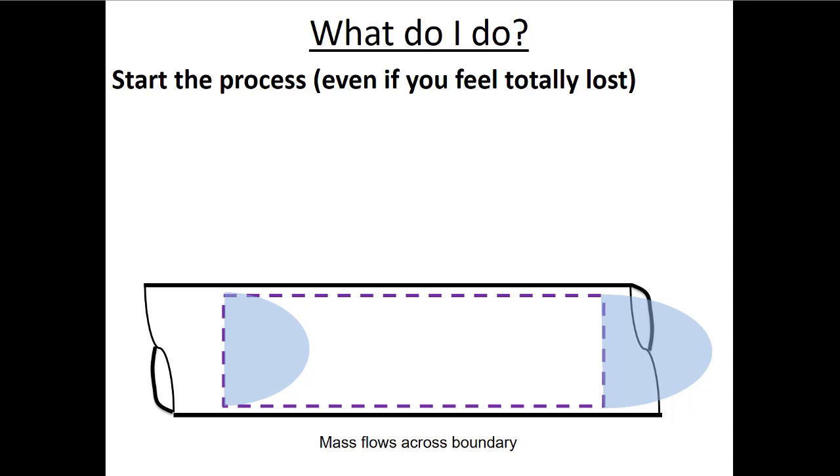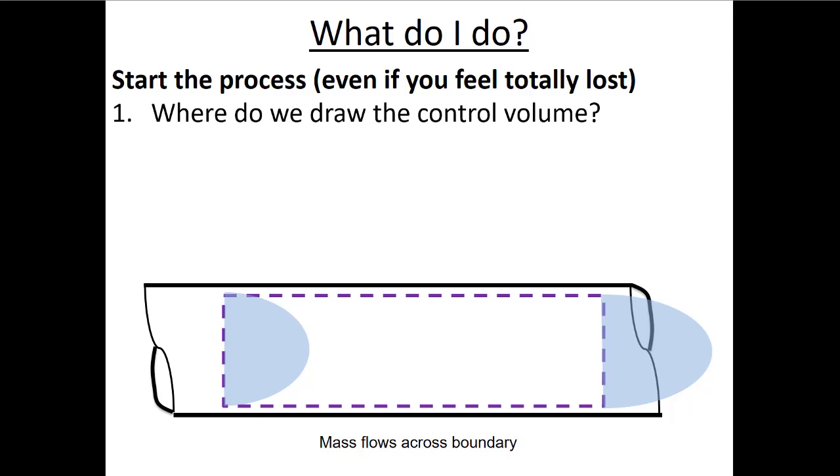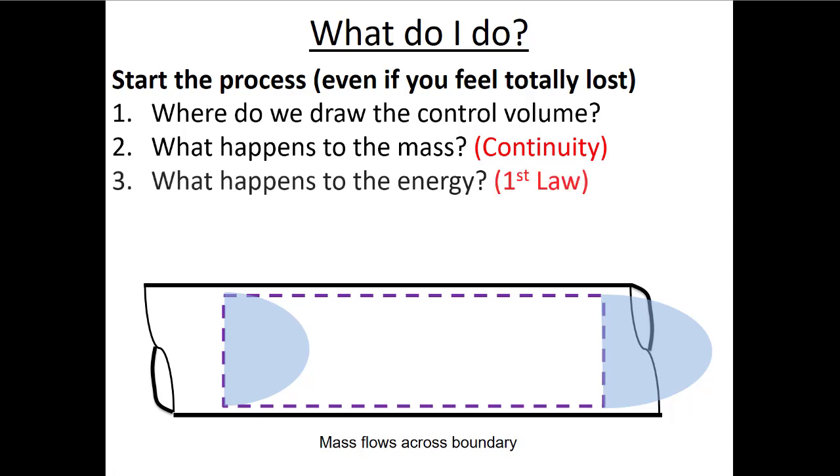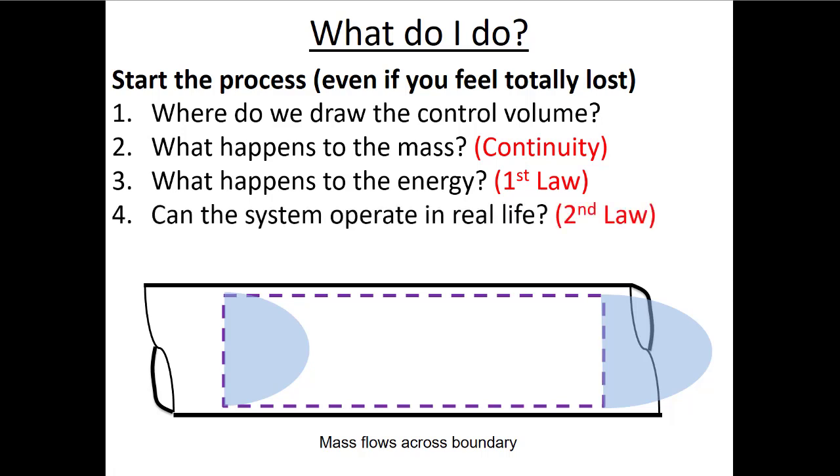So if you feel totally lost on an open system problem, the first thing you want to do is figure out what your control volume is. Where are the boundaries of your open system? Then you'll figure out what happens to the mass. So you have to do conservation of mass or continuity. Then you'll have to figure out what happens to the energy. Now you'll apply the first law. And then sometimes, particularly if you're designing a system, you might want to know, can this system operate in real life? Are you doing the equivalent of striking a match or unstriking a match? So are you generating entropy with your process?